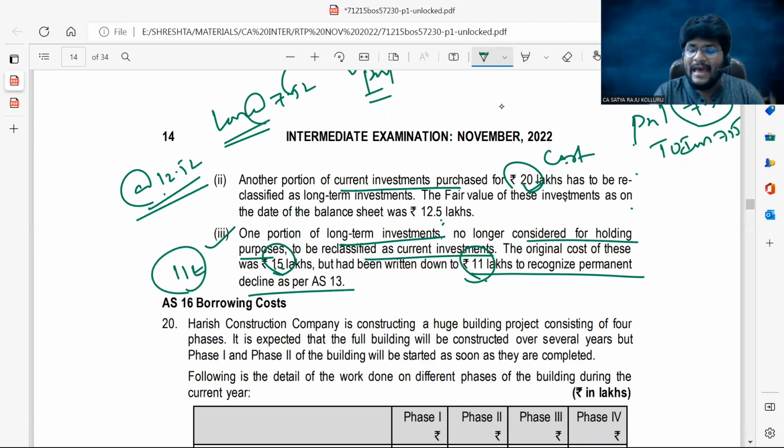It was already carried at 11 lakhs. That's why no need to recognize any loss right now, which was already written down to 11 lakhs in books of accounts. Earlier in the past, due to permanent decline in the value of investment, it was carried at 11 lakhs, but the original cost was 15 lakhs. Now 15 or 11 lakhs, whichever is lower, means you can just show it at 11 lakhs. That's it, guys.